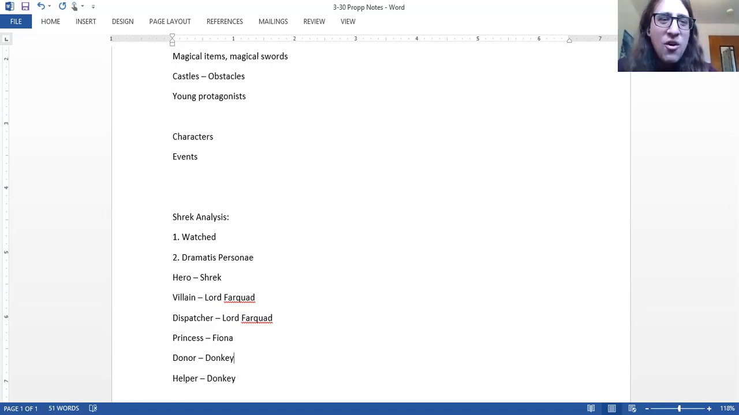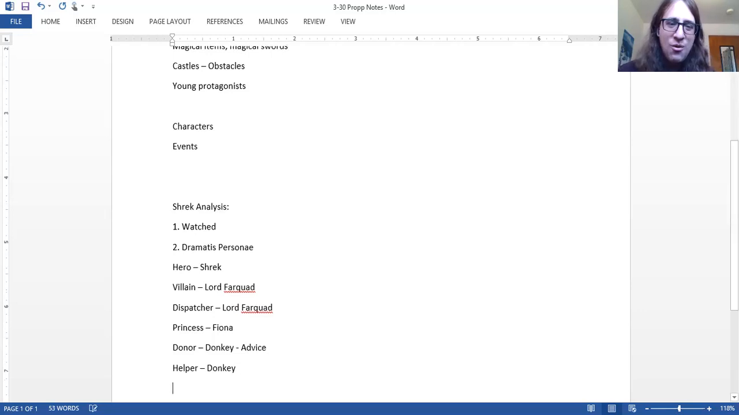But you can also see the donor as someone who gives a gift of advice that helps the hero deal with a problem or a puzzle. And so if we think about it in that way, Donkey might maybe work as the donor, as a donor figure as well. Let's see.